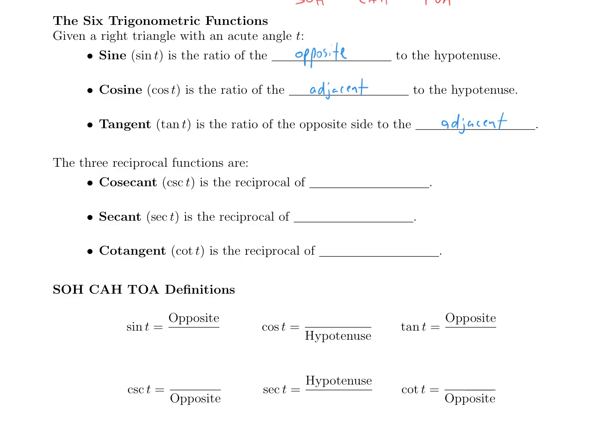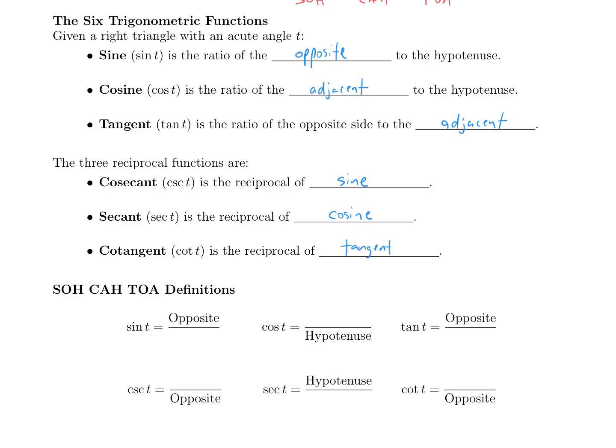The 3 reciprocal functions are going to be cosecant, which is abbreviated as csc of the angle T, and that's the reciprocal of the sine function. All right, secant, which is abbreviated sec, is a reciprocal of the cosine function. And finally, cotangent, cot, is a reciprocal of the tangent function.